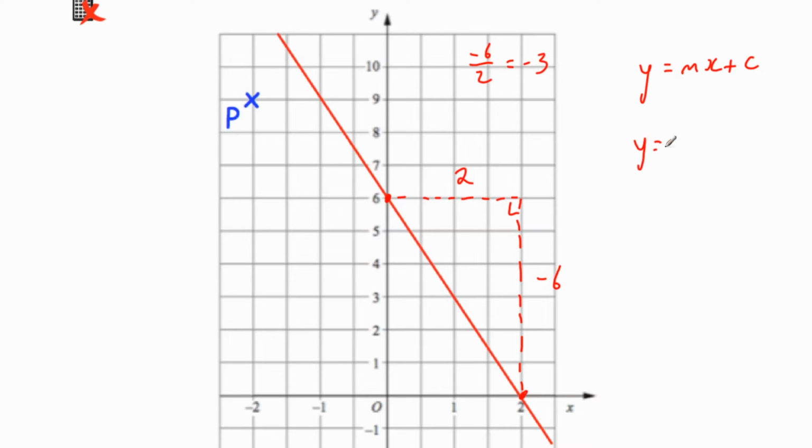So we'd have y equals minus 3x plus c. Let's just check that gradient. Let's choose a point. So here we've got (minus 1, 9). If we go across 1, and down 3, we get to 6. That's great. So that has a gradient of minus 3. And now we want to find our plus c, so where it crosses the y-axis. Now it crosses the y-axis at the point 6, so it's going to be y equals minus 3x plus 6. So y equals minus 3x plus 6. And that's the equation of this line that we've been given, this red line, L.